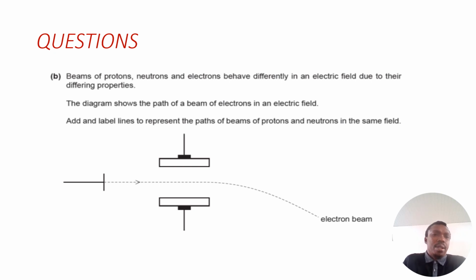If you look at the question, it says beams of protons, neutrons, and electrons behave differently in an electric field due to their different properties. The diagram shows the path of a beam of electrons in an electric field. Add and label lines to represent the paths of beams of protons and neutrons in the same field. So it's as simple as ABC, just for you to apply it based on what you've done.